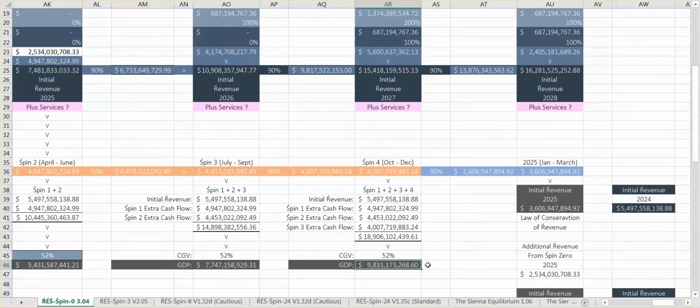The trade-off, of course, is that the more spins, the less initial revenue passes over via the law of conservation of revenue to the next year, which gets eroded away as a factor of E multiplied by S. In this example, initial revenue in 2025 is still substantial at 3.6 billion. There is that figure, which if added to the 2.5 in additional revenue from the Spin 0 2025 example creates 6.1 billion, an increase of 643 million.